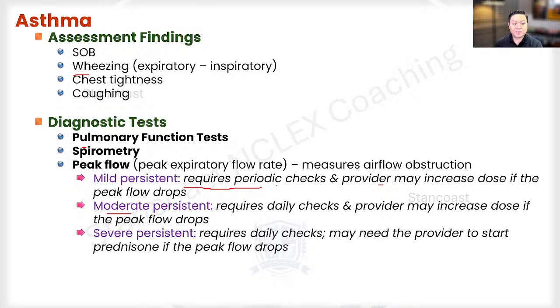Now, talking about the severe persistent type, here the patient will really need to do daily checks as needed, and possibly the patient will require daily prednisone, or maybe a much more frequent dose of prednisone if the peak flow drops, okay. Remember about the severe persistent findings that we talked about. They're going to have more of the symptoms at least 7 days a week.